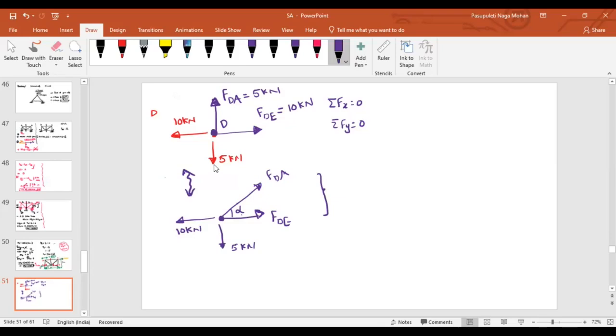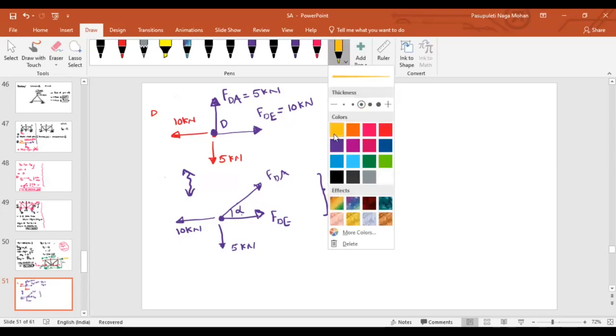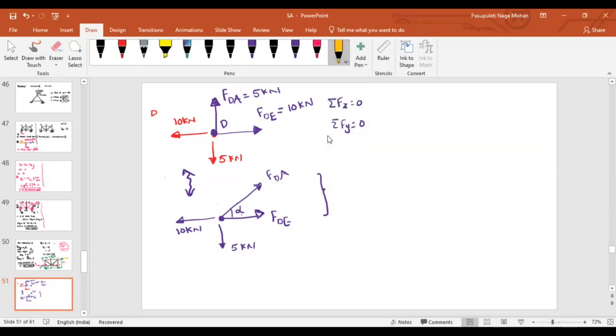So after that, to solve it, what should you do? You should resolve this force, isn't it? Yes, sir. If you resolve this force, what are the components you will get? Angle alpha is with respect to X. So here, what is this component? FDA sin alpha in the vertical direction. And what is this component? FDA cos alpha. Now, which one can I find out directly here after this? 5 is acting in the downward direction. FDA sin alpha is acting in the upward direction. So what will be my FDA?